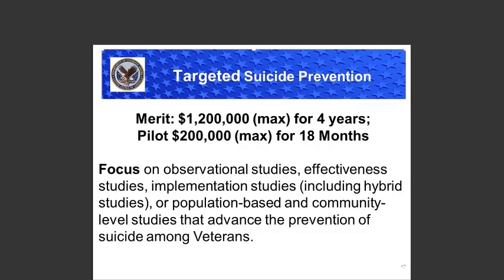For the targeted suicide prevention RFA, we have 2 mechanisms. One is the merit, which is 1.2 for 4 years, and the other is the pilot, 200,000 for 18 months. The targeted suicide prevention RFA focuses on observational studies, effectiveness studies, implementation, including hybrid studies, or population-based and community-level studies that advance prevention of suicide among veterans. Next slide.